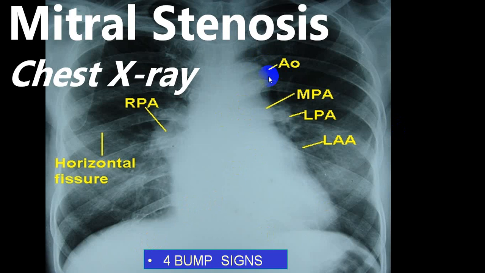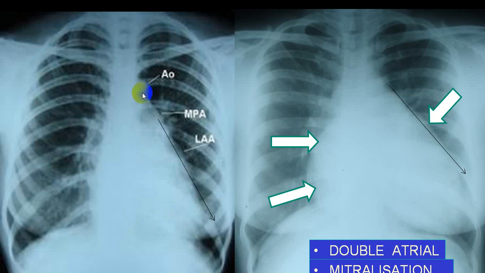On the left side, you will see the aortic shadow, followed by the pulmonary artery shadow, followed by the left atrial, and then by the LV. While on the right side, if there are 4, it is also called the 4 bump sign. 1, 2, 3, and 4. 4 bump signs. And you can get an increase in carina angle, and on the atrial side, you can have a double atrial shadow. Sometimes these are enlarged so much that you cannot separate out those bumps. Then we call it mitralization.